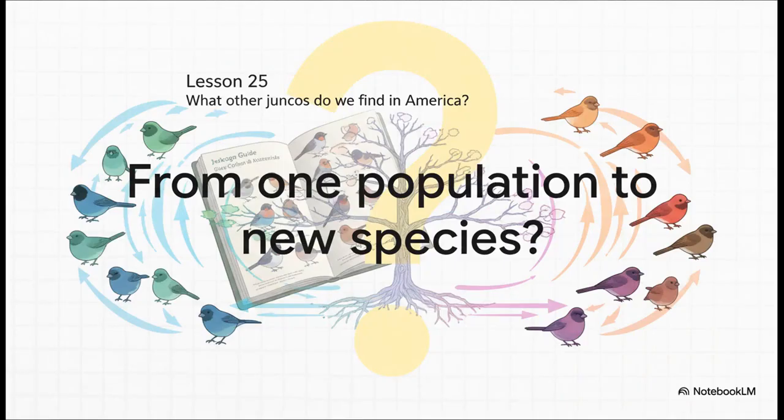This is the big challenge for us as biology teachers, right? How do we help students make that huge leap from seeing how one population changes over time to understanding how a whole new species can be born? Well, we're going to break down exactly how Lesson 25, What Other Juncos Do We Find in North America, is designed to build that bridge.